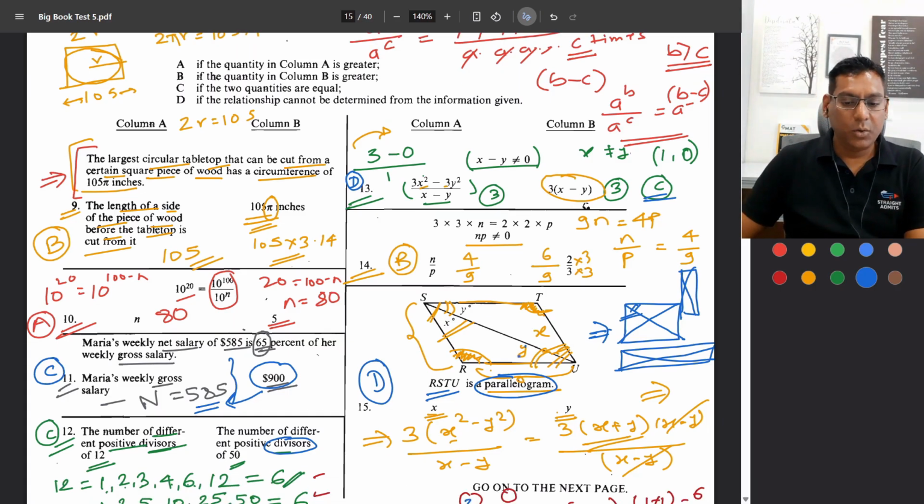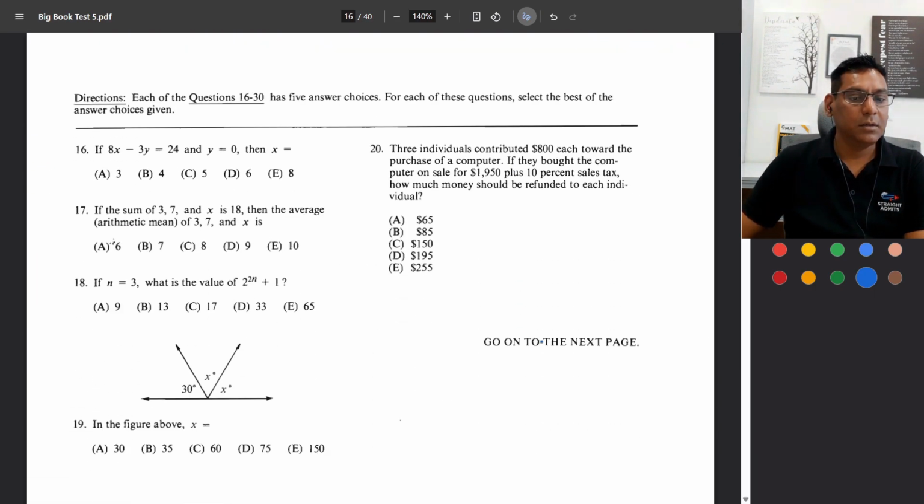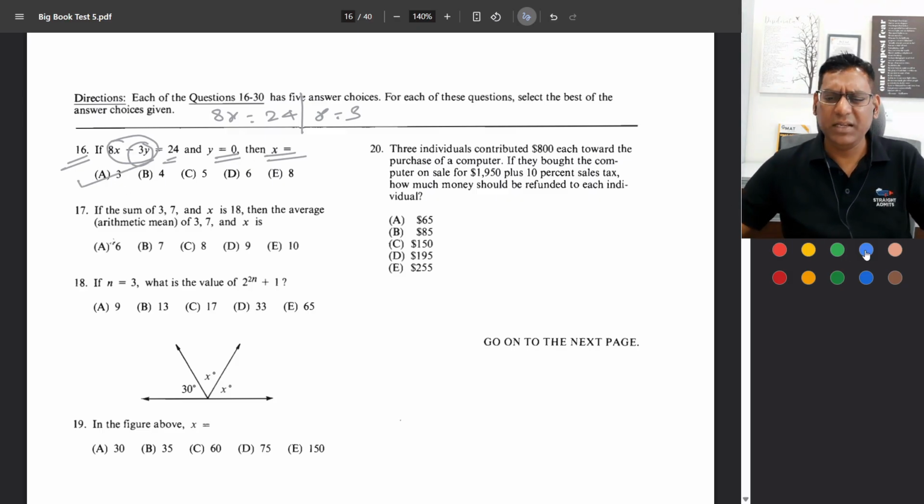All right. Okay, let's look at question 16. 8x minus 3y is equal to 24, and y is equal to 0. All right, y is equal to 0, so this number is going to be 0. So 8x is equal to 24. X is going to be 3. What are they asking? X is equal to what? X is equal to 3. Answer choice A. Very easy question.